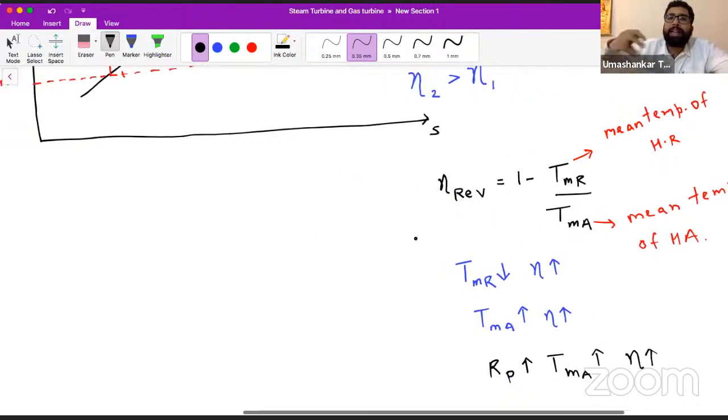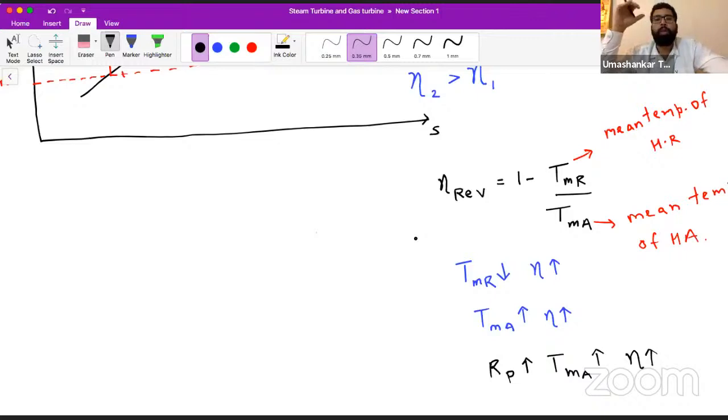So why are we taking this mean temperature of heat addition and rejection into the picture? Because we are going to see intercooling, reheating, and regeneration also. From there you can easily see what the effect of regeneration on efficiency will be, what the effect of intercooling will be, what the effect of reheating will be, and the effect of all of them combined.